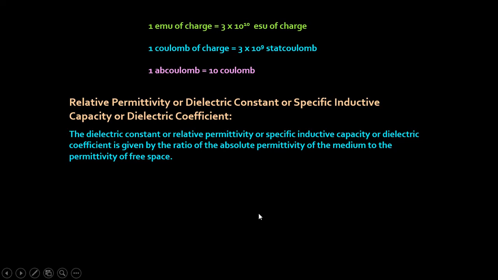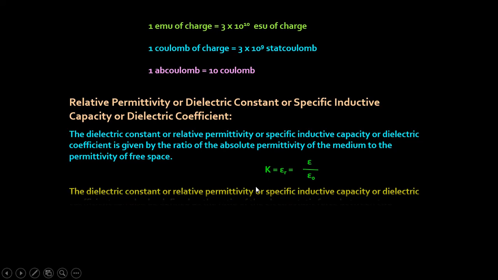And another one is capital K equal to epsilon R equal to epsilon upon epsilon naught. I call it epsilon R, where epsilon R is relative permittivity, epsilon is permittivity in the medium, and epsilon naught is the permittivity of free space. If you take the ratio of permittivity of medium to the permittivity of free space, it equals relative permittivity, which is nothing but the dielectric constant.